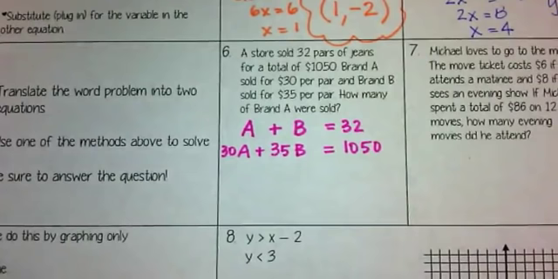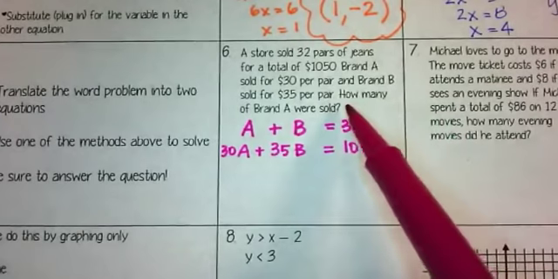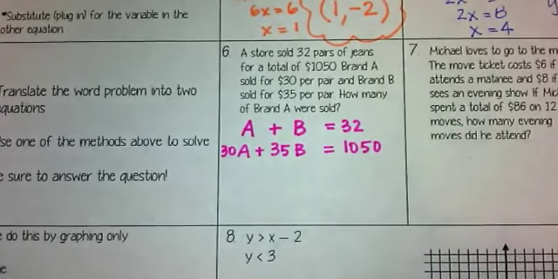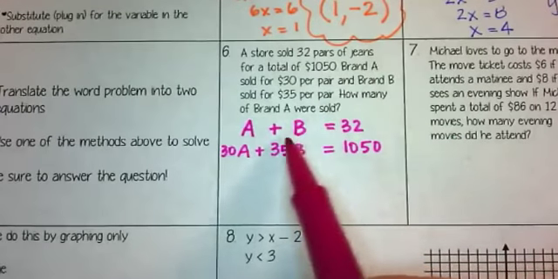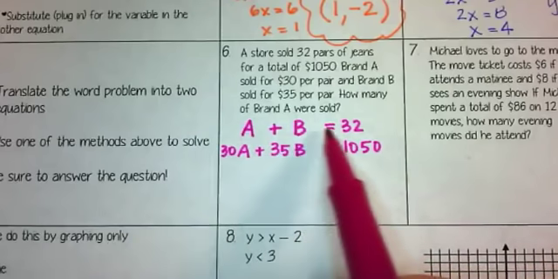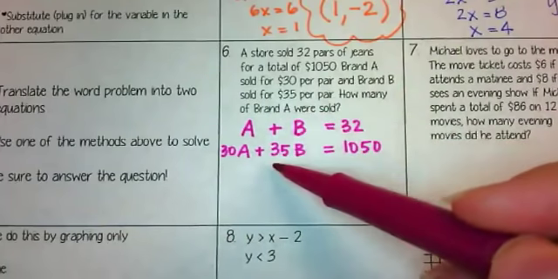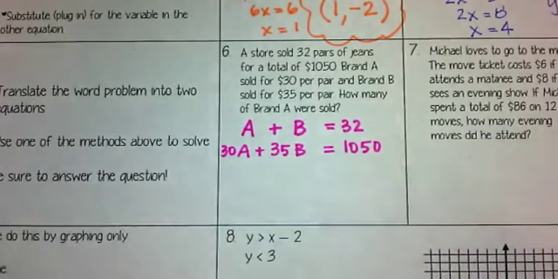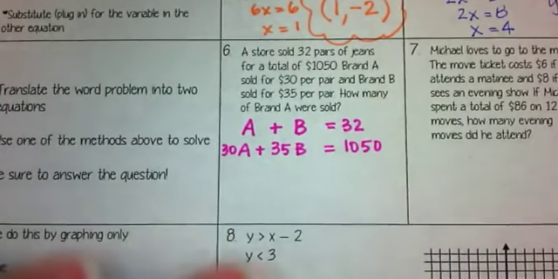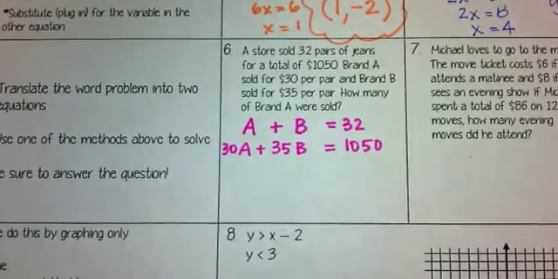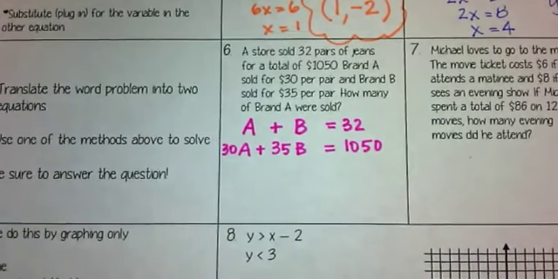All right, so here you could decide what you want to do. I would probably eliminate. It says how many of brand A were sold, so I would use elimination and cancel the B's out. So I would multiply this line right here by a negative 35 to cancel those, and then you could go on and solve for them. Just for time, I think all we really probably need to do is just practice the setup.